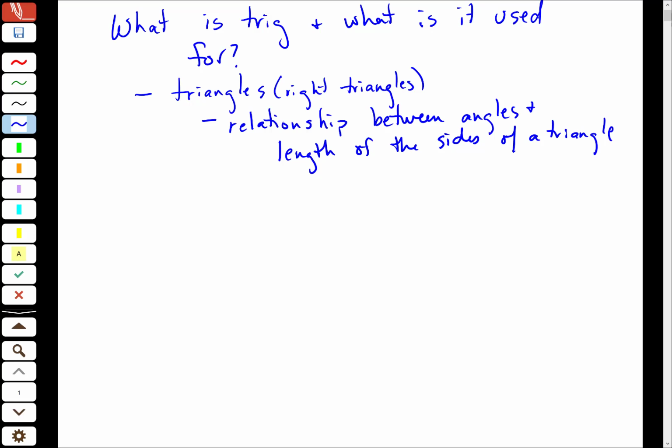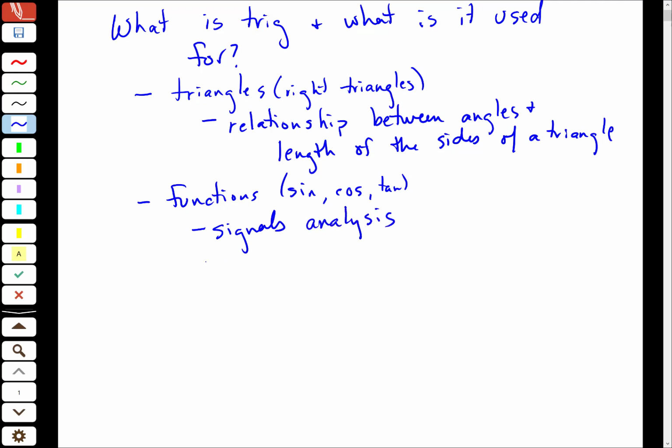When you move into trig functions like sine, cosine, and all of that stuff, especially sine and cosine, these wave functions are used extensively in electrical engineering and in signals analysis, right? So anything that has a waveform is usually modeled by some combination of these sine or cosine functions. Early on, they were also used in compression schemes to try and get rid of noise.